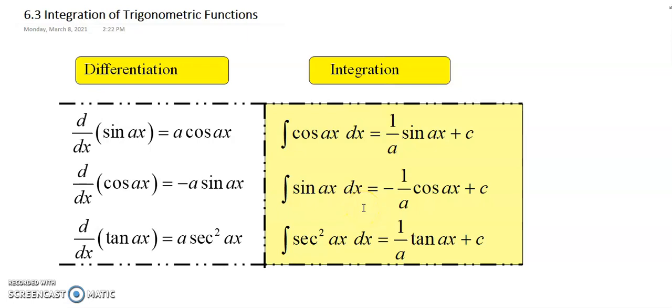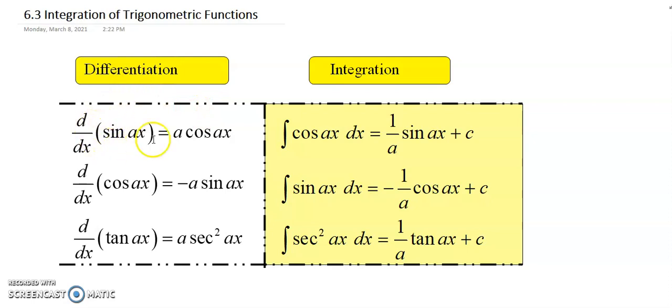Hi everyone, this is the video showing examples for the tutorial on integration of trigo functions. Before we proceed to the tutorial, let's look at some basic formulas that we need to know.